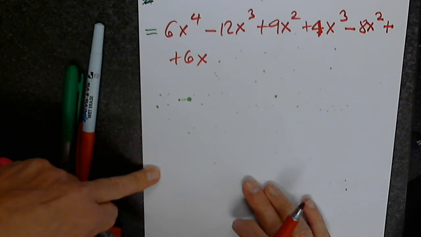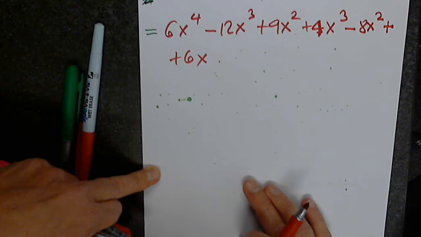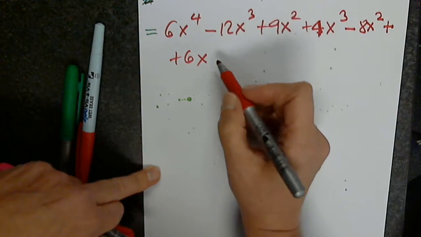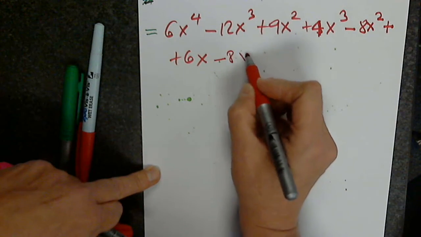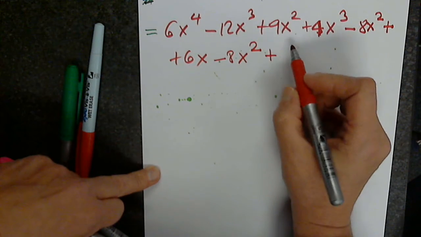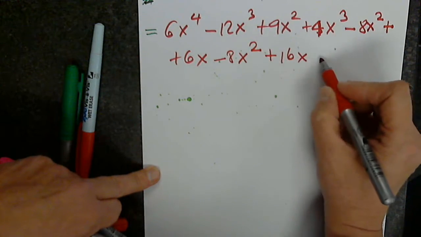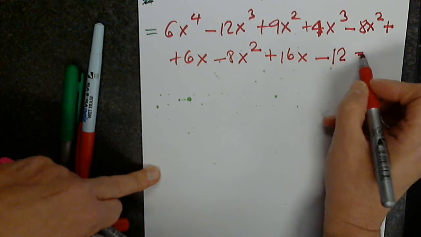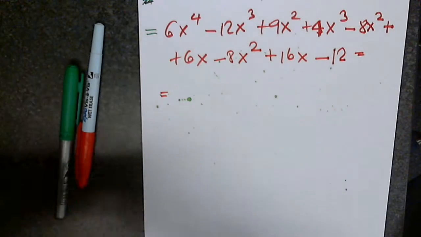Derek? You okay? Okay, now we distribute negative 4 to these three terms. Ready? Minus 8x cubed, minus 8x squared, plus 16 and minus 12. Good. What is the degree of this polynomial?